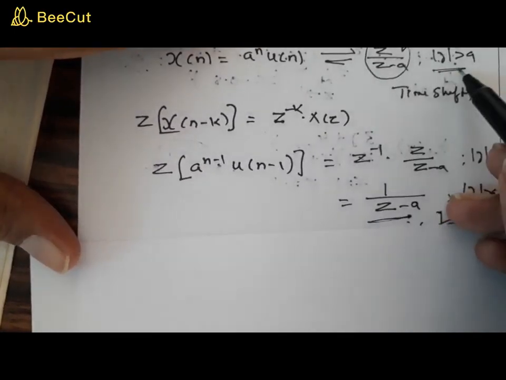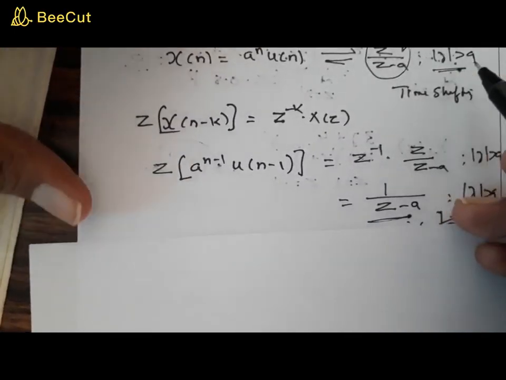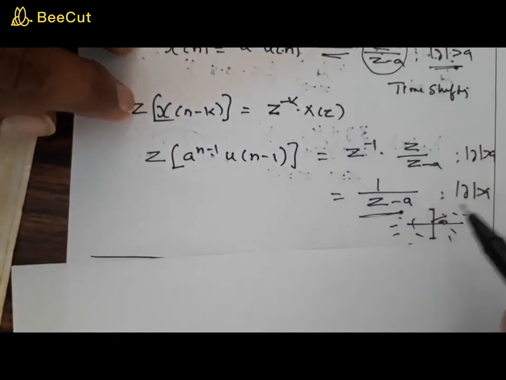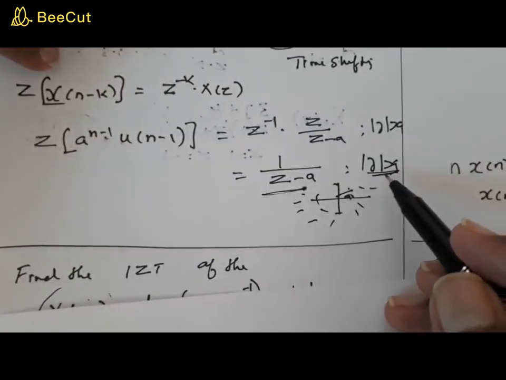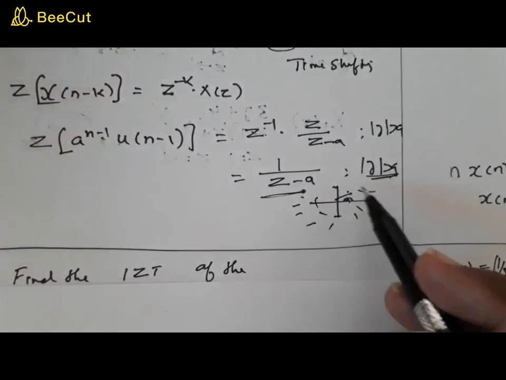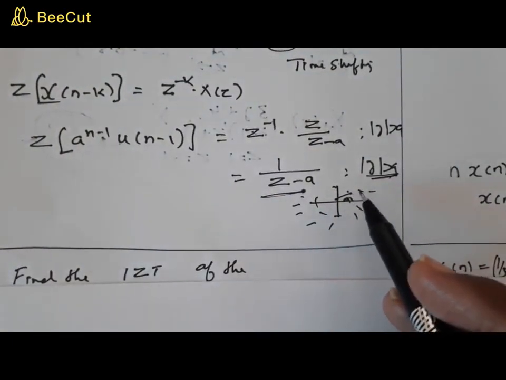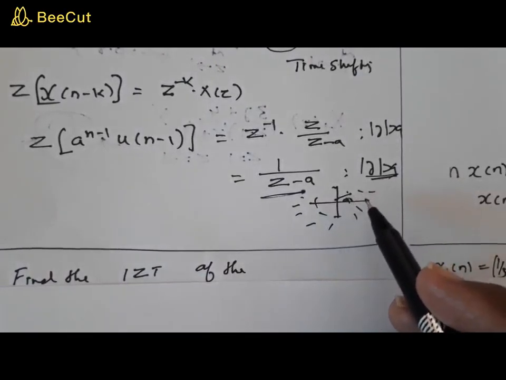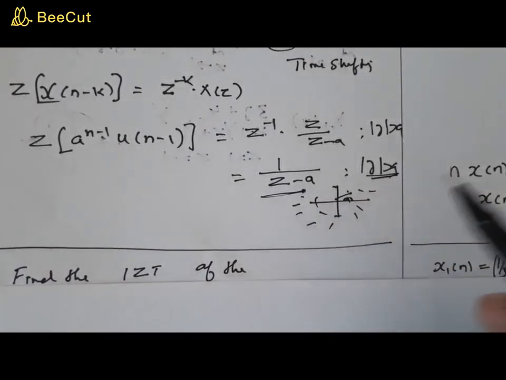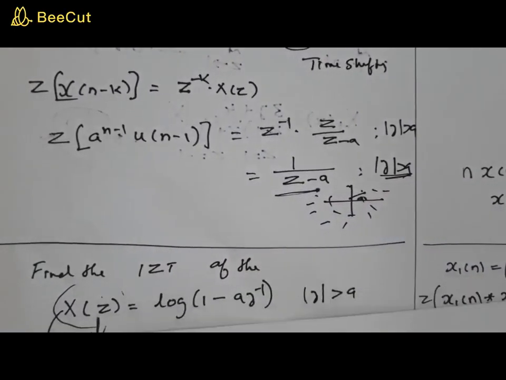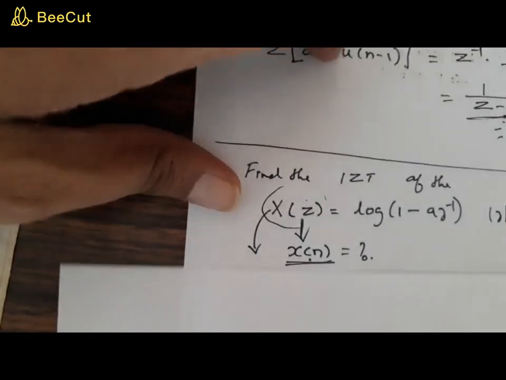Now we know that ROC is mod z greater than a. So if you are time shifting, the ROC is not going to change. Still it is mod z greater than a. As I told you earlier, draw a circle with an arbitrary radius a. Shade the exterior region to mark its ROC.